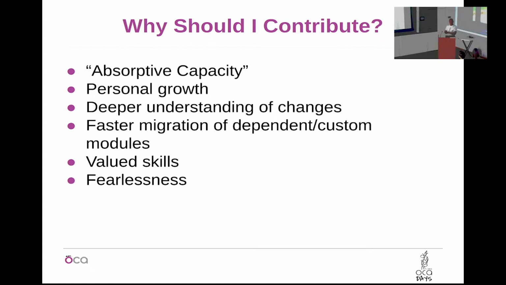So in terms of personal growth, there is a deeper understanding of what happens when we go from version to version, because obviously some things change. By writing migration scripts for these things, you as a developer have to expose yourself to new things. So you have to start more deeply understanding the functional side of things. Why have they changed this field? What does this mean? What might this mean for my custom code, right? And that leads into the next point, that it enables you to migrate your custom and dependent modules much faster because you already understand the changes within the earlier modules.